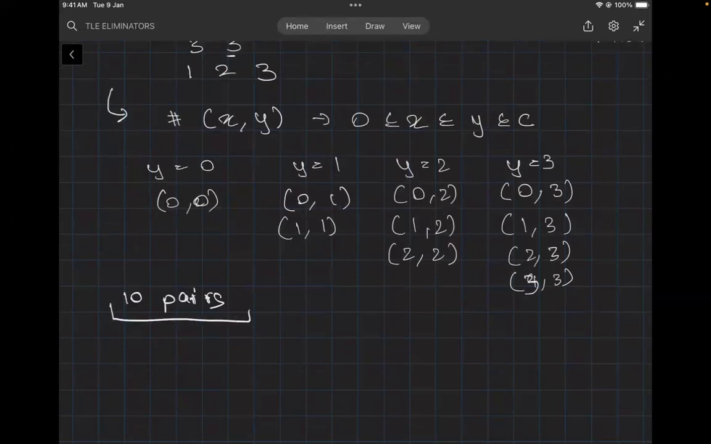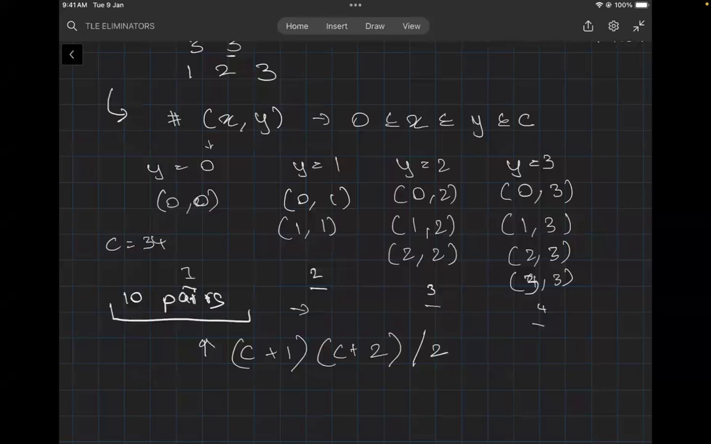And how much is 10? 10 is basically for 0, you can make 1 pair. For 1, you can make 2 pairs. For 2, you can make 3. For 3, you can make 4, so on and so forth. This is nothing but the sum of the first n plus 1 numbers. C is 3, we did 1 plus 2 plus 3 plus 4. If C was 4, then we would have done 1 plus 2 plus 3 plus 4 plus 5. So the number of pairs you can make is just (C plus 1) into (C plus 2) divided by 2.